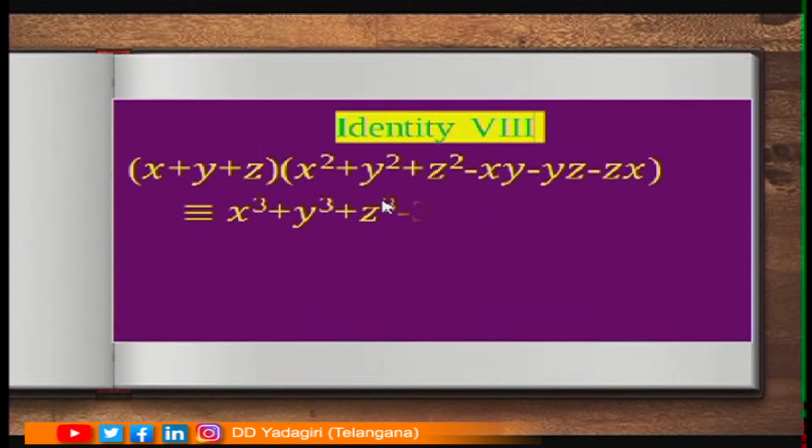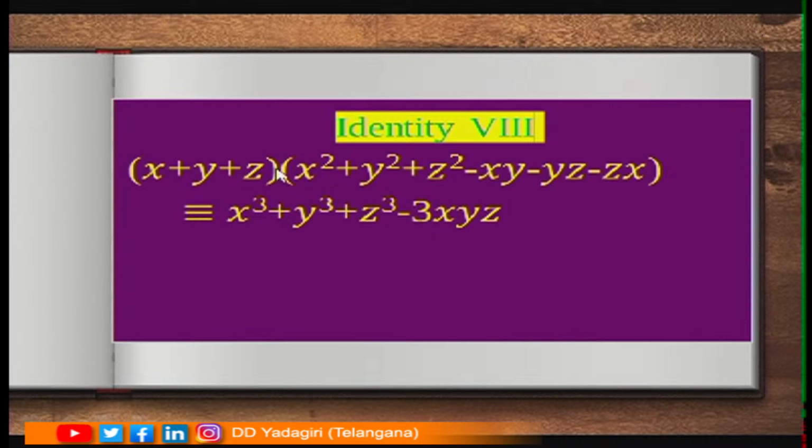We are going to go for the next identity, identity number 8. So, x plus y plus z into x square plus y square plus z square minus xy minus yz minus zx. It is equivalent to x cube plus y cube plus z cube minus 3xyz. When you multiply all the terms and cancel off the common terms, you are going to get the result x cube plus y cube plus z cube minus 3xyz.